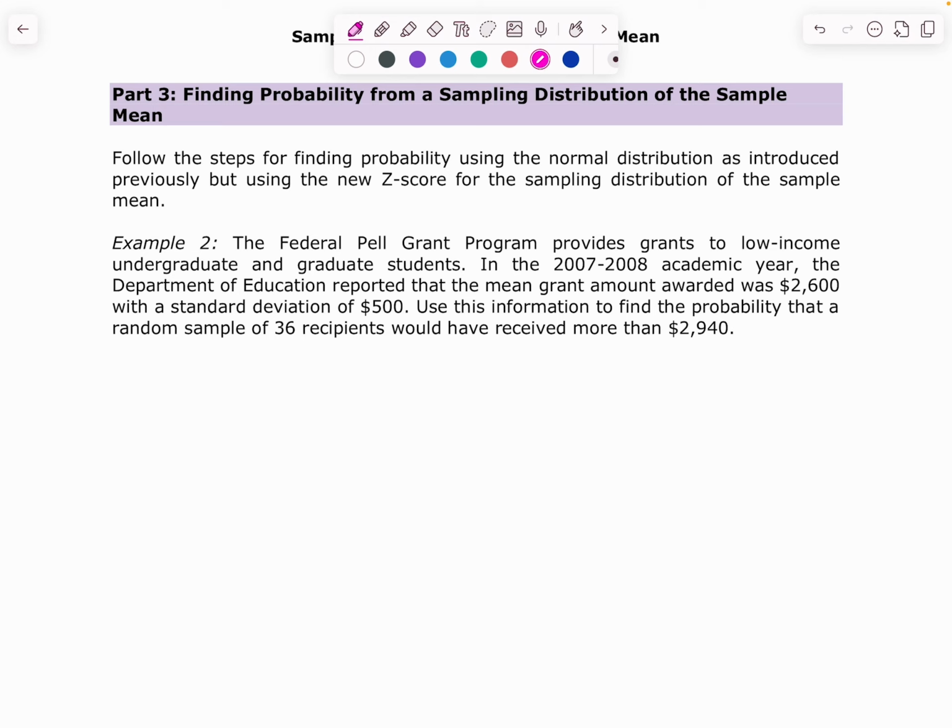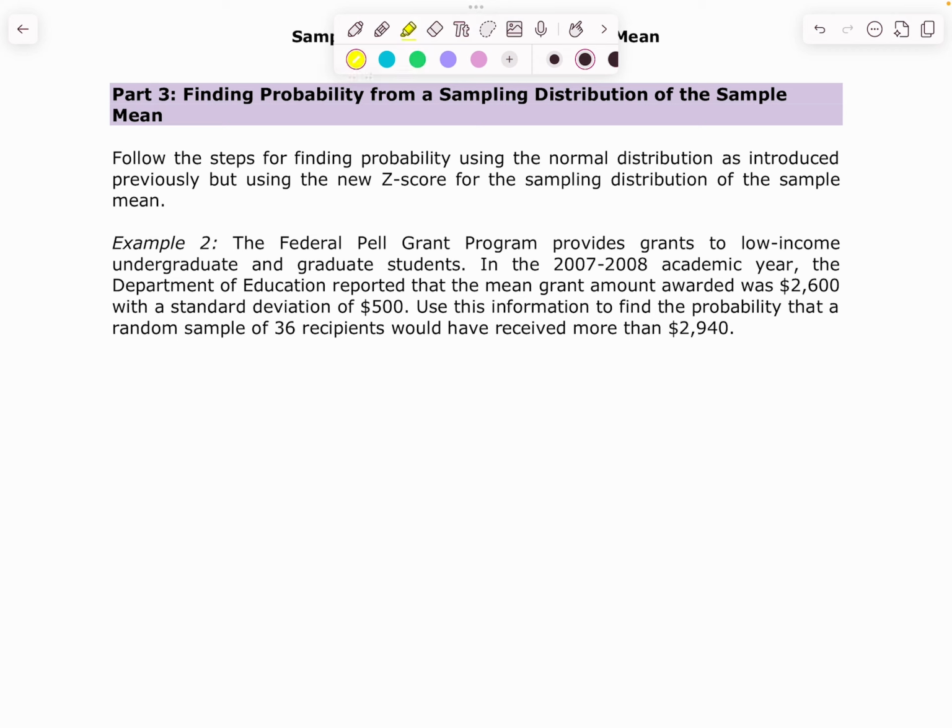So the example we're going to look at says the federal Pell Grant program provides grants to low-income undergraduate and graduate students. In the 2007-2008 academic year, the Department of Education reported that the mean grant amount awarded was $2,600 with a standard deviation of $500. Use this information to find the probability that a random sample of 36 recipients would have received more than $2,940.